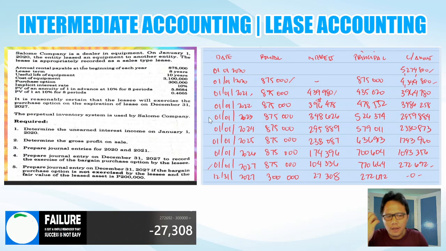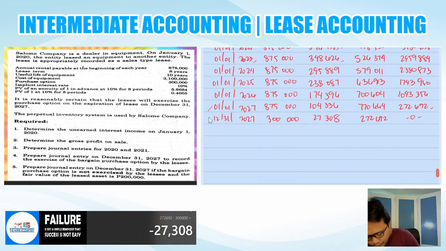And number 3, huwag kayong malito na kahit 2021 yung year. Dito, for example, this applies to our current year, previous year na interest income. Same with 2022, this is for 2021. Yung 2023 natin, itong 348,626, this is for 2022, and so on. Okay?